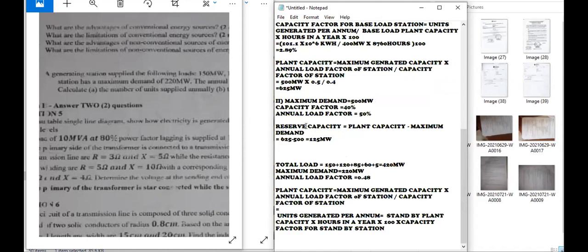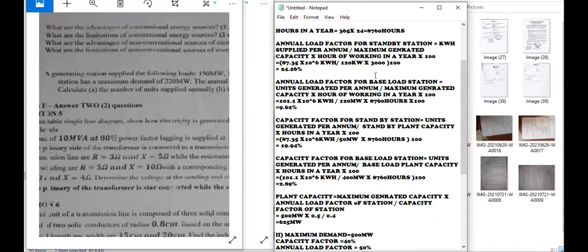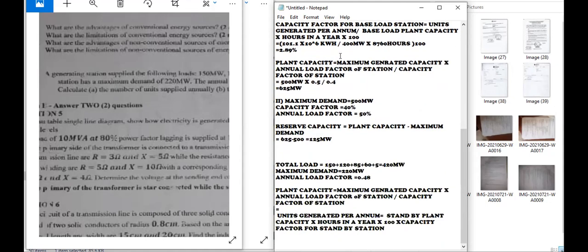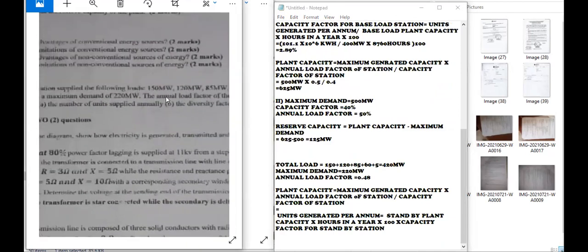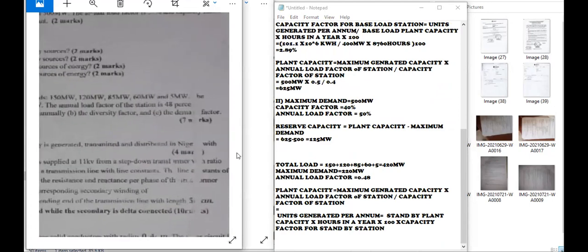I'm just trying to see. I think this should be the value we had for it. Units generated per annum. The generating station supplies the following load. So this should be the maximum generated capacity. Then the one supplied per annum should be this one. The generating station supplies the following load.